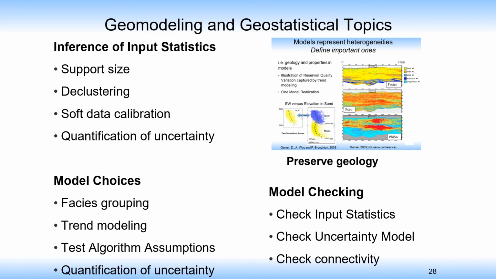just list them here. We're not going to analyze all of them, but we have the inference of our input statistics. We want to make sure that we have fair statistics going into our processes. We have a number of model choices and testing to do, and then it impacts our uncertainty. And then checking the models, checking that we've honored the important statistics and the uncertainty model is fair.